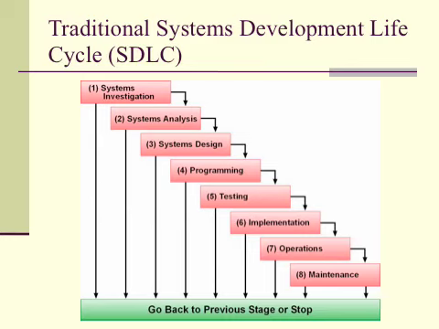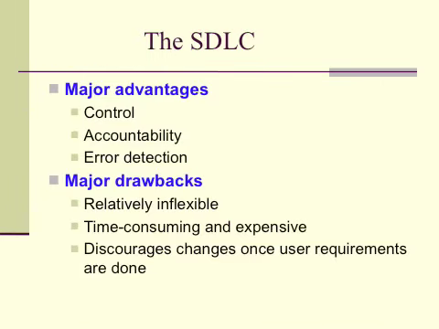And so you don't actually implement the system until it's pretty well foolproof. You're always going to have to make changes. You're always going to have to upgrade it. But finally, you get down to the level of maintenance. Also, at any point, you could just pull the plug on the whole thing. So the system development life cycle: advantages are control, accountability, and error detection.